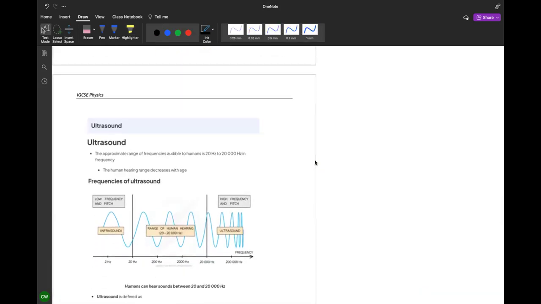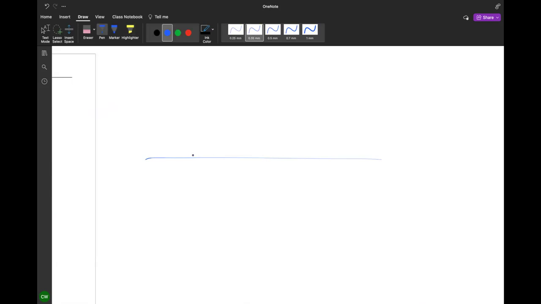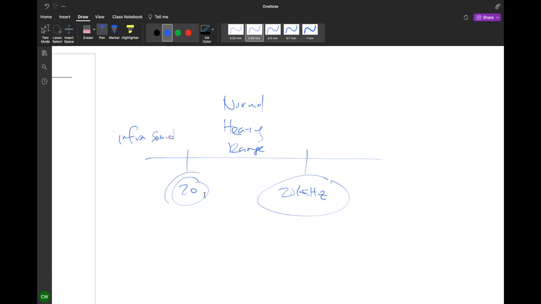Okay, the next thing that you need to know is ultrasound. Sound wave: 20 Hz to 20 kilohertz is our normal hearing range. This is what we can hear. Anything between this and this, we can hear. Below this, we cannot hear. What is the name of below? It's called infrasound. Below 20 Hz, infrasound. Above 20 kilohertz, ultrasound. So this ultrasound is very important. Why?